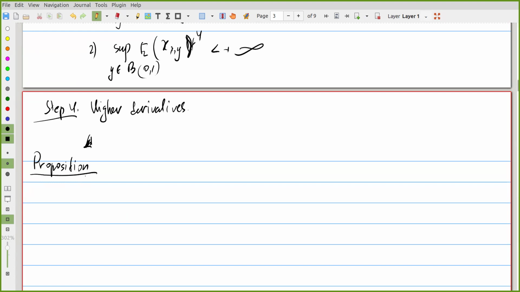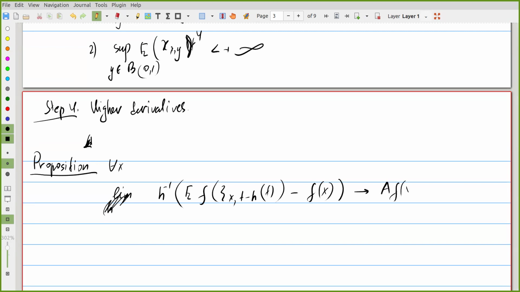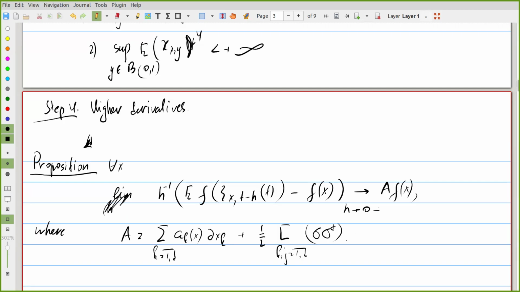Now, proposition. Again, all the previous assumptions hold, and for any x, let's write it this way: h to the power minus 1, mathematical expectation of psi x t minus h t minus f of x, converges to A f of x when h goes to 0, where here and henceforward A is the corresponding second order differential operator associated with our SDE: one half sum of sigma sigma star kj x times d squared over dx_k dx_j.